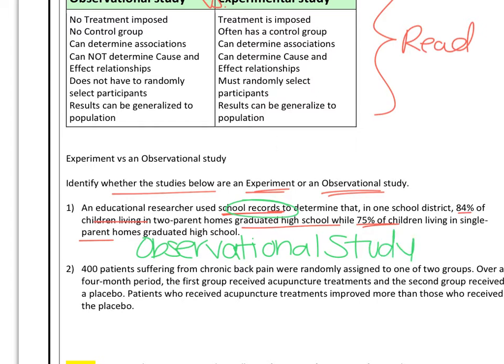In question 2, we have 400 patients that suffer from chronic back pain, and they were randomly assigned to one of two groups. Here's a keyword, groups. Over a 4-month period, the first group received acupuncture treatment, so they were manipulated by getting this treatment, and the second group received a placebo. As soon as you have a placebo, that means it's a controlled experiment, and therefore we are talking about an experimental study.